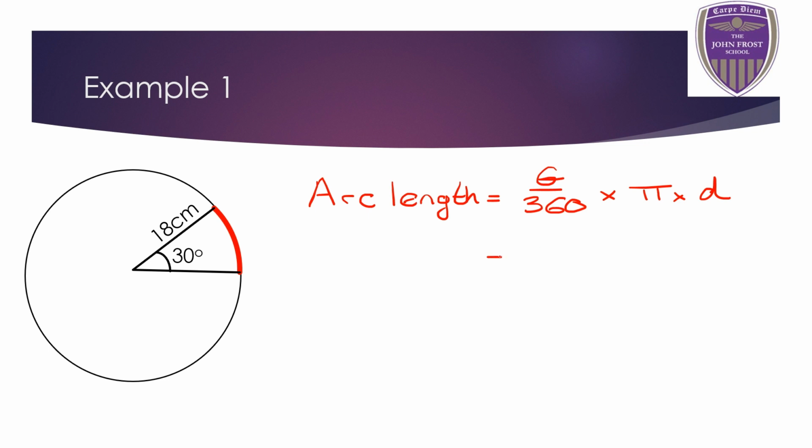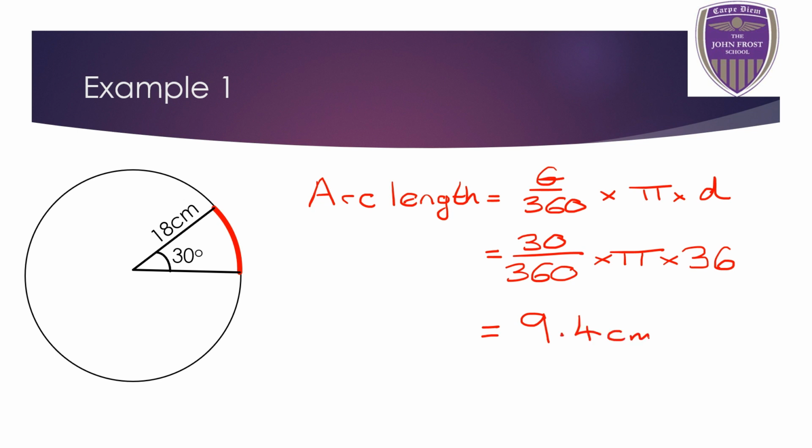So using the information we have got, 30 degrees over 360 times pi times. Now, if we have a radius of 18 centimeters, that means we are looking at a diameter of 36 centimeters, okay? So 30 over 360 times pi times 36. And if you type that into your calculator, you will get 9.4 centimeters to 1 decimal place.